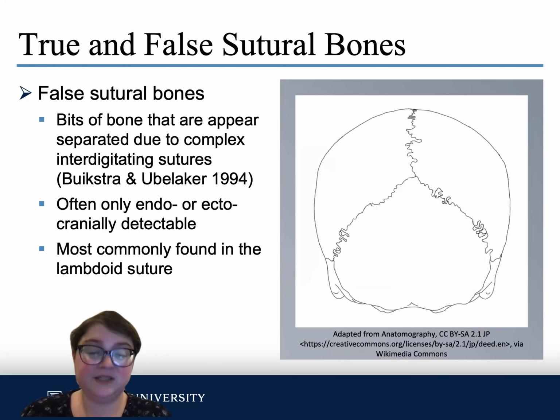There are two different types of false sutural bones that are often erroneously treated as true sutural bones in biological anthropology. The first are very small portions of bone found along sutures that appear separated from their larger associated bone, often either endocranially or ectocranially, but not often both. These separations are due to complex interdigitating sutures, especially the lambdoid suture, that can cause small islands of bone to appear separate within the suture.